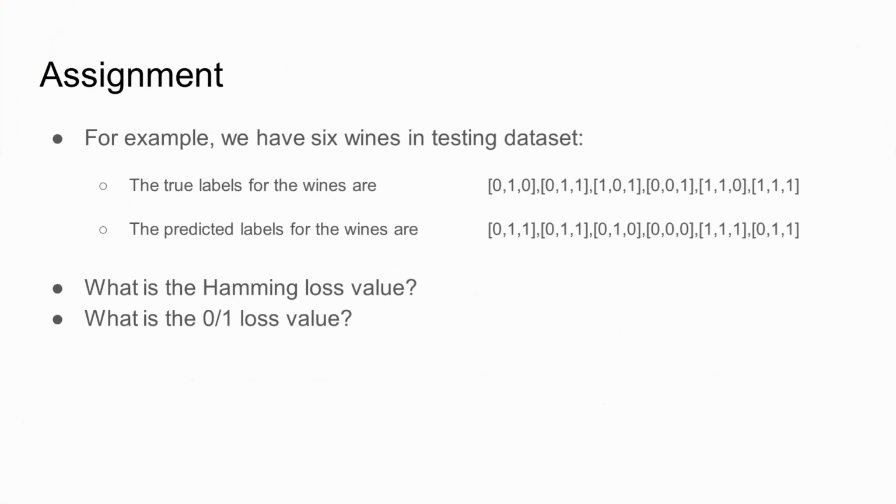So it is time to take a look at the assignment. The assignment is pretty simple: we have 6 lines, and we have the true labels listed over here, while we have predicted labels over here. I want you to tell me what the Hamming loss value is and what the 0-1 loss value is. Please submit this through Blackboard. This is a simple practice, and I hope you enjoy reading probably the most important chapter of this thesis.